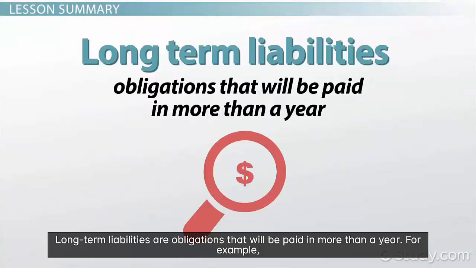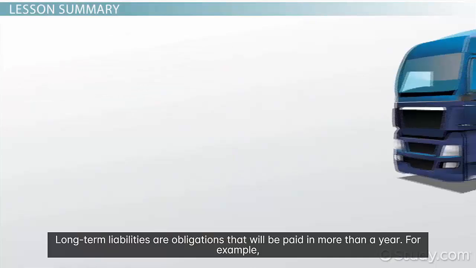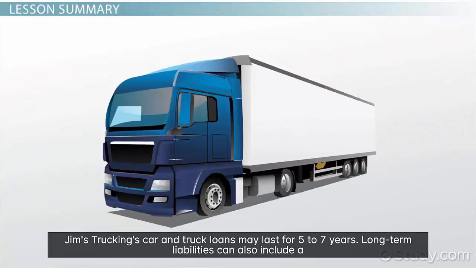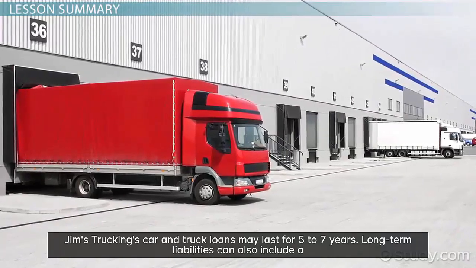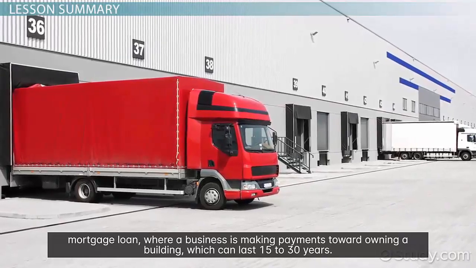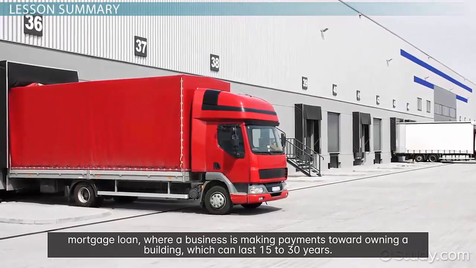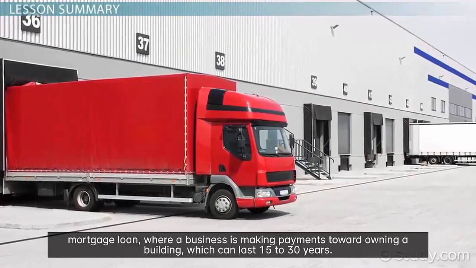Long-term liabilities are obligations that will be paid in more than a year. For example, Jim's Trucking's car and truck loans may last for 5 to 7 years. Long-term liabilities can also include a mortgage loan, where a business is making payments toward owning a building, which can last 15 to 30 years.